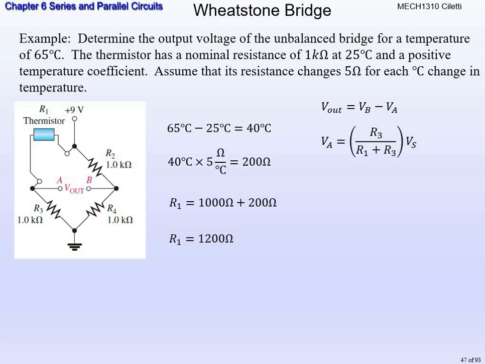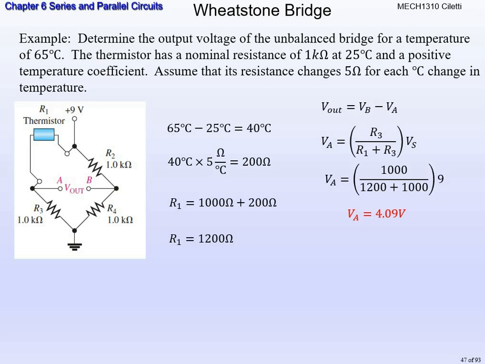We're going to use a voltage divider to calculate VA. Remember, it's the voltage drop across R3. So we have to take R3 divided by R1 plus R3 times our voltage source. Our voltage source in this case is 9 volts. When we substitute in our values, we're going to get 1,000 divided by 1,200 plus 1,000 times 9, or VA is 4.09 volts. Okay, this is very important. We got to find the other calculation first. We have to find VB.